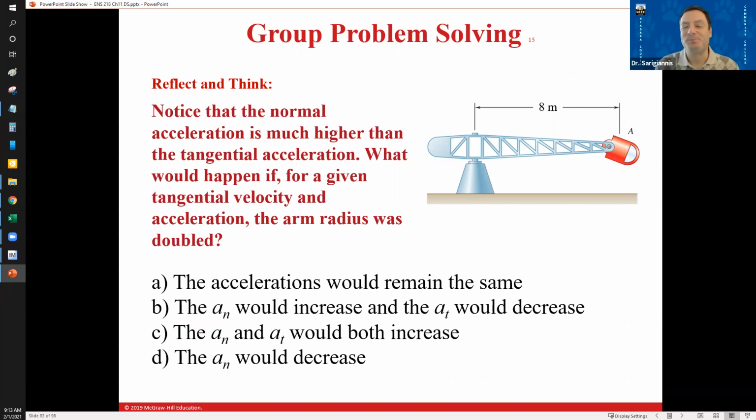What would happen if, for a given tangential velocity and acceleration, the arm radius was doubled? So instead of 8 meters, whatever this is, centrifuge, you had a 16 meter centrifuge. So why don't you go ahead and respond to the poll here. Acceleration would remain the same. And you got a whole bunch of different options, right? Normal acceleration would increase, tangential would decrease, they would both increase, or the normal would decrease.